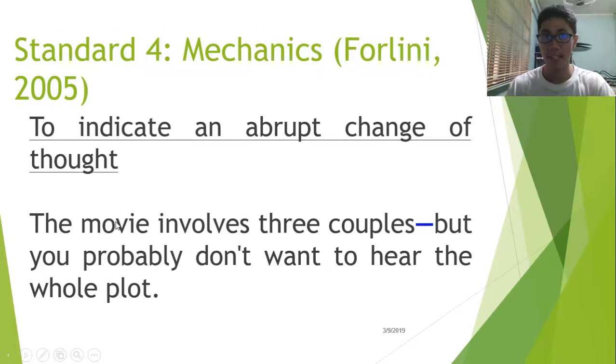Let's have a sample sentence. The movie involves three couples, but you probably don't want to hear the whole plot. Notice the interrupting idea, the abrupt change of thought, rather, but you probably don't want to hear the whole plot, is not that related to the movie includes three couples. See? The first part objectively describes the movie, but the next part suddenly arrives at a guess that the addressee may not want to know the story of the movie.